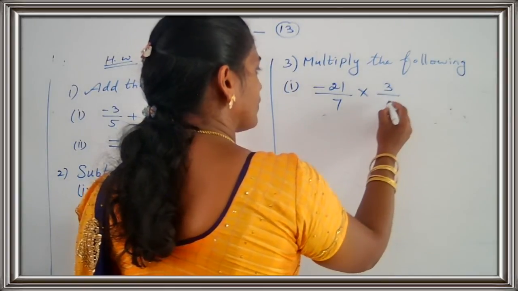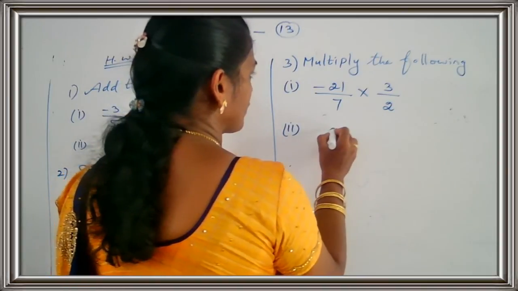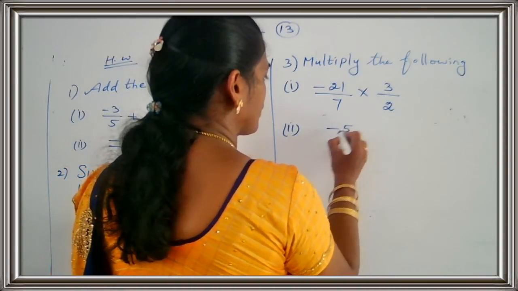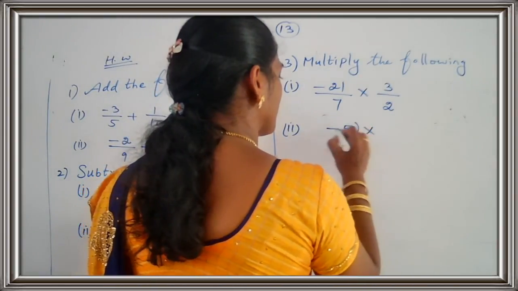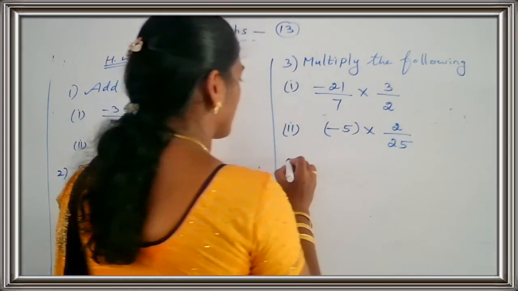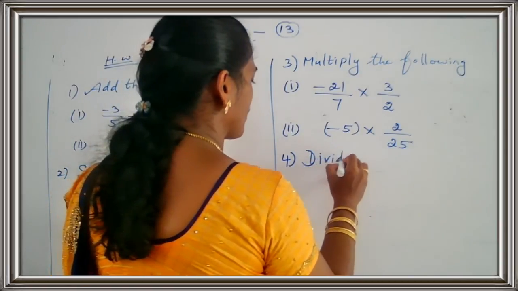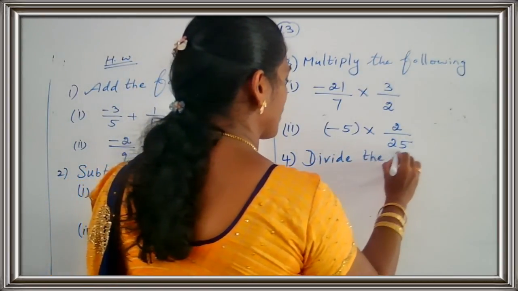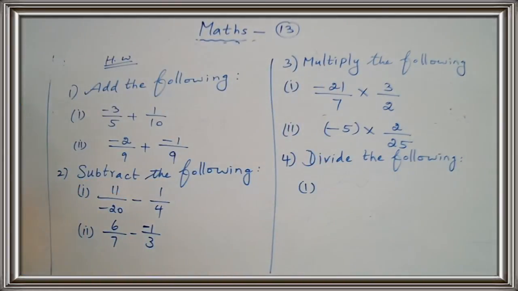Okay, children. The next one, second one, subtract the following. So subtraction enna cheyano? We add the additive inverse. Namma appo sign minus into plus podumbodhu unnoda oru reciprocalooda additive inverse. Add the additive inverse of the rational number to be subtracted to the other rational number. Okay. So that is the subtraction sum.